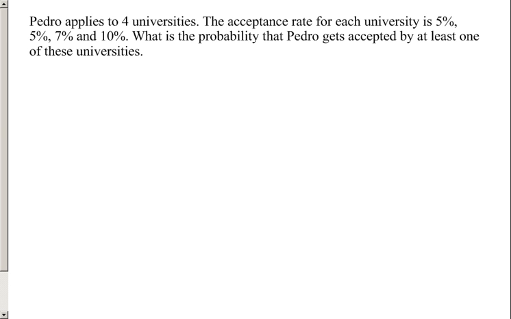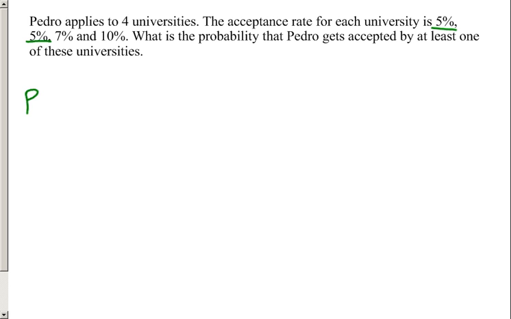We're going to consider the example where there's only 2 universities, the first 2, where the acceptance rate is 5%. And we could do this with a tree diagram, but actually it's easier to think of this in another way. If we want them to be accepted by at least 1, that means the only thing we don't want is him to be rejected by both. So let's find the probability that he's rejected by both.